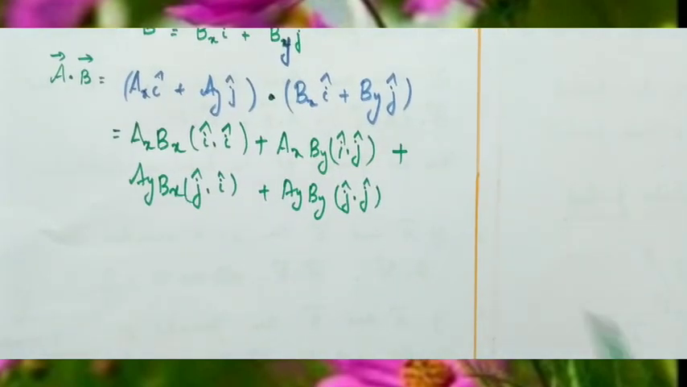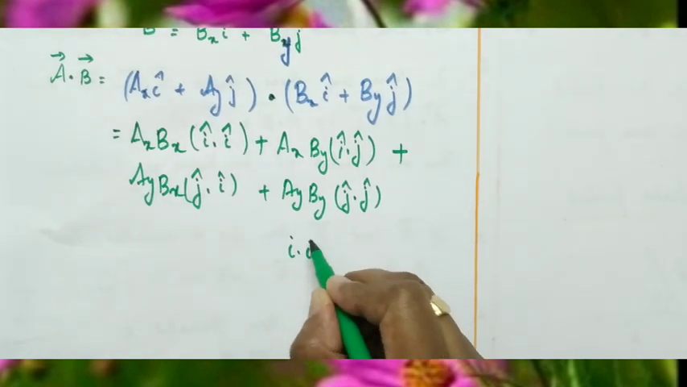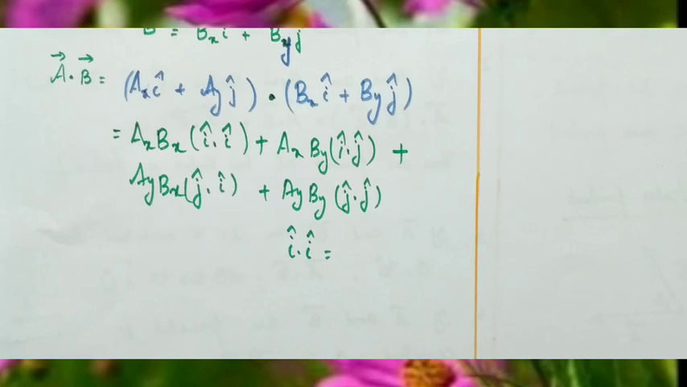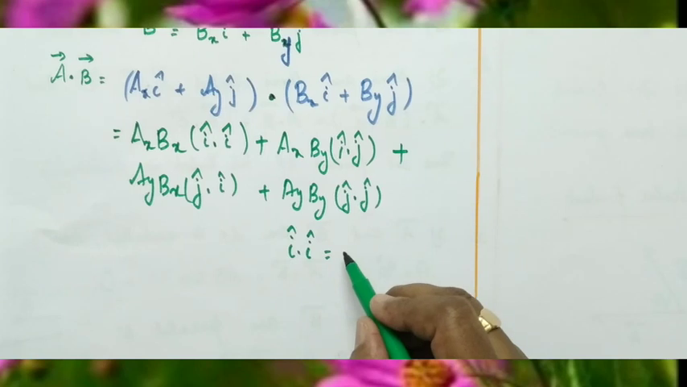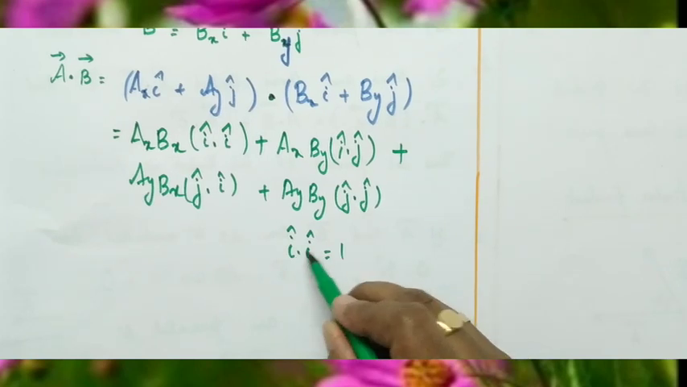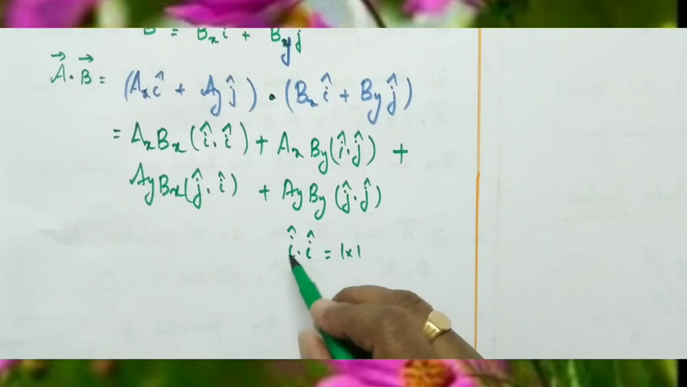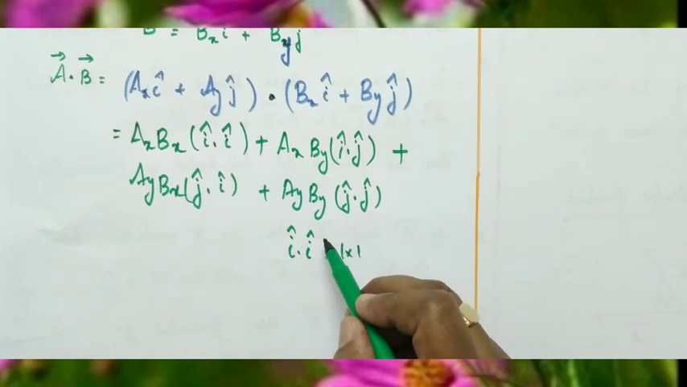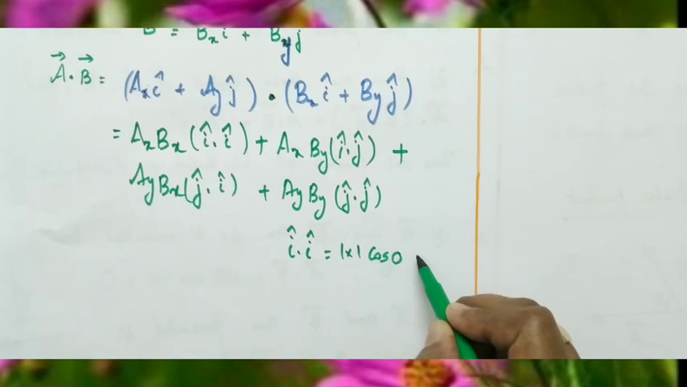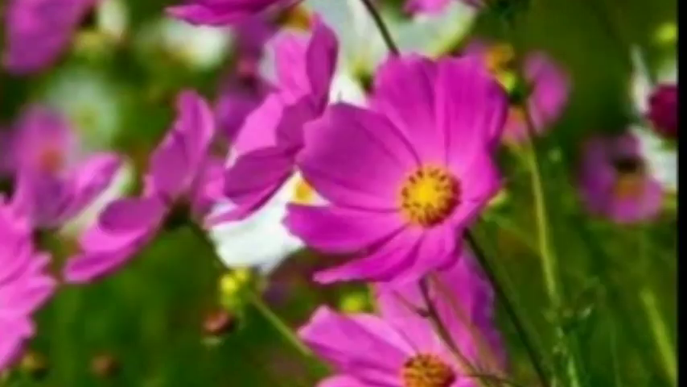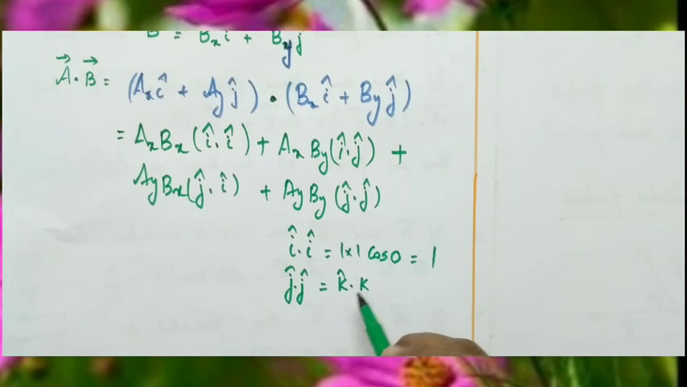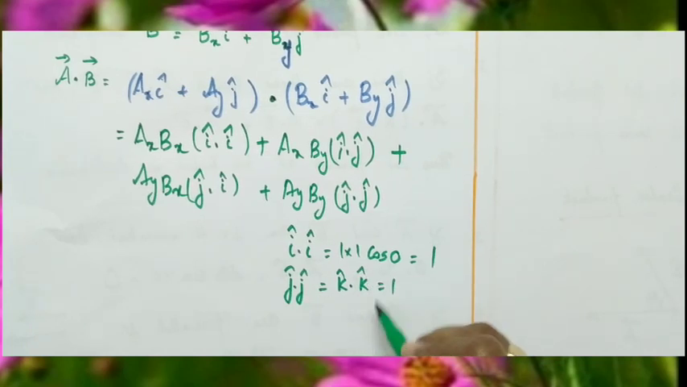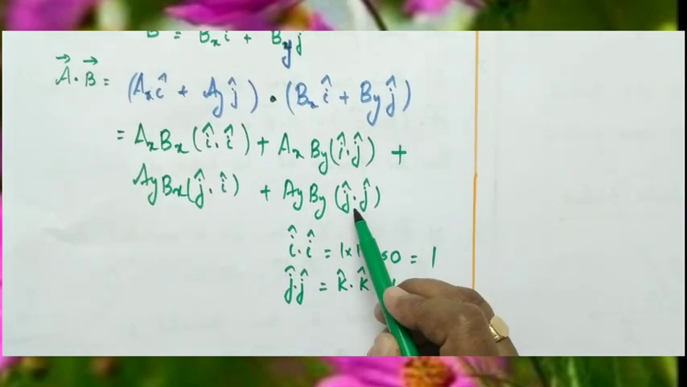Now what is this i dot i? We know that i, j, k are unit vectors. So what is its magnitude? Magnitude is equal to 1. So i dot i means the magnitude of i is 1, so 1 into 1. What is the angle between i and i? Both are along the x direction, no? So what is the angle between them? 0. So cos 0, and cos 0 is 1. So i dot i equal to 1. j dot j equal to k dot k is equal to 1.